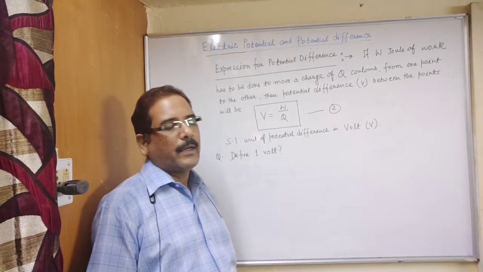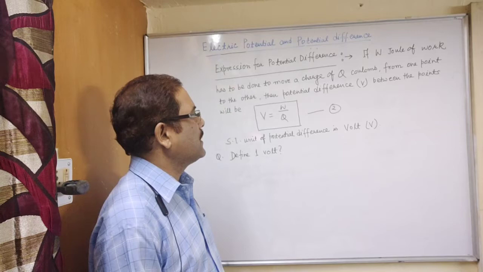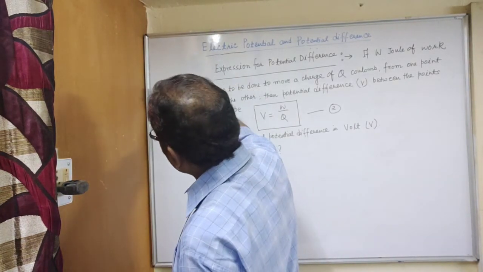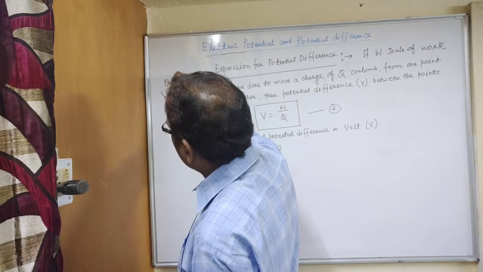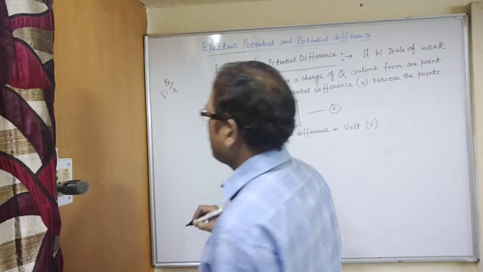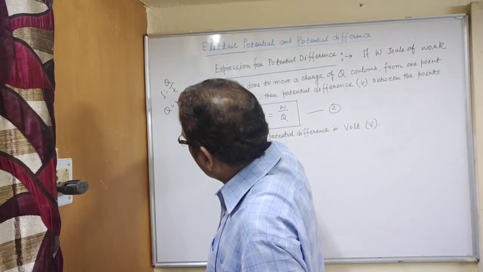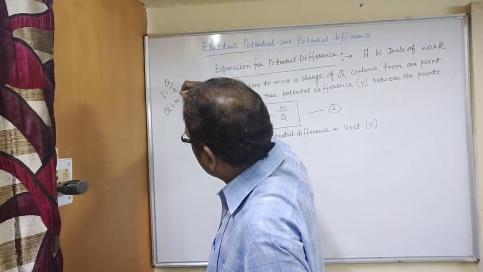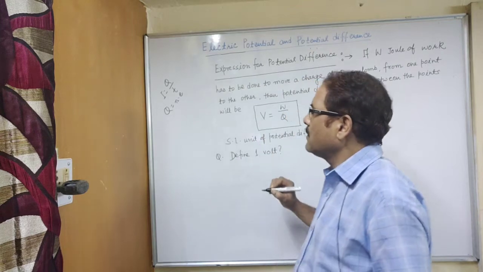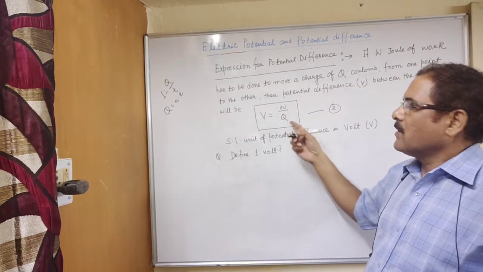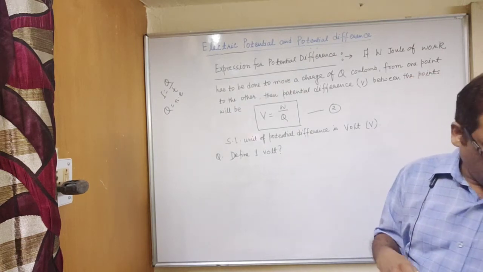So 3 important formulas so far we have discussed. In the last class we discussed I is equal to Q by T, how to calculate current. Then Q is equal to number of electrons into charge on each electron, and this is the third formula, V is equal to W by Q.